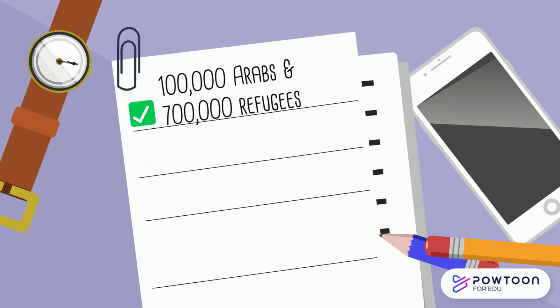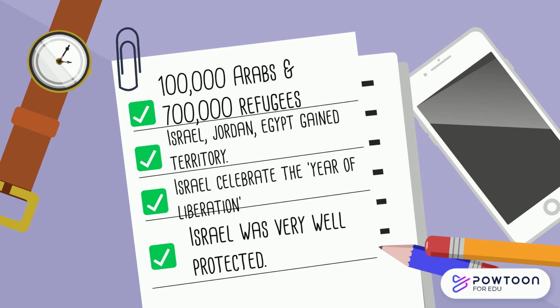The consequences of the Arab-Israeli War. By the end of the war, 100,000 Arabs had died and 700,000 Palestinian Arabs had become refugees. Around 600,000 of the refugees settled in huge refugee camps in neighboring Arab countries. Israel, Jordan, and Egypt gained territory, and Israelis celebrate 1948 as the year of liberation. Not only had Israel defended the territory given to them by the UN, it had also gained half the area of the proposed Arab state. Israelis made sure that their small state was very well protected.